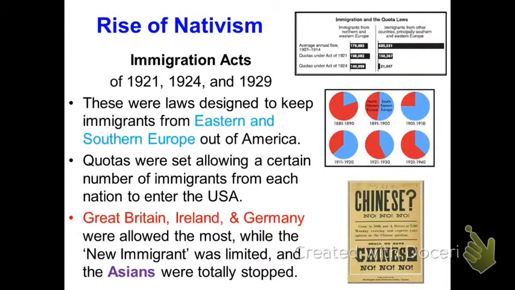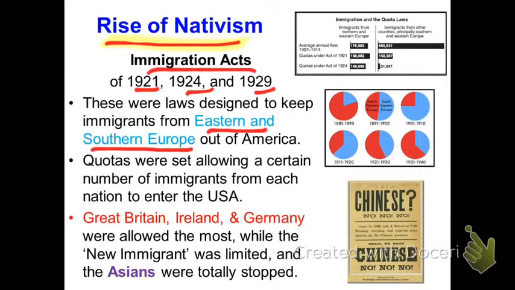And we will continue with the rise of nativism. We had 3 laws passed in the 1920s. 3 immigration laws passed, 1921, 1924, and 1929. These 3 laws were designed to keep immigrants from Eastern and Southern Europe. And again, those were the new immigrants. It was designed to keep them out of America.